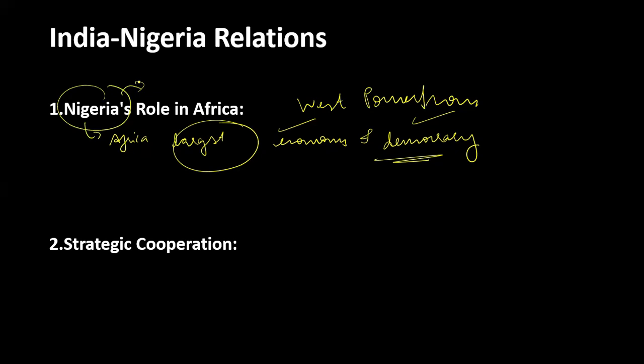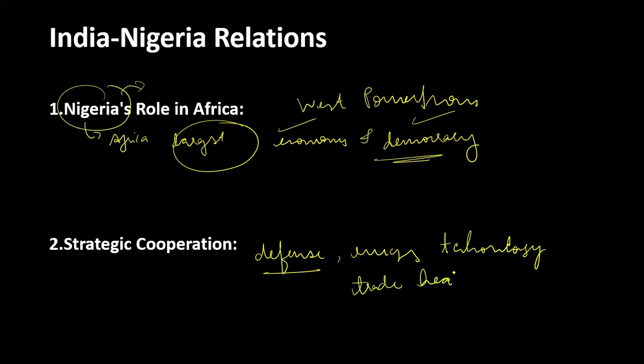Apart from this, we'll also see strategic cooperation. The visit highlighted key areas of cooperation. So where are we trying to have cooperation? This includes defense, energy, and technology. And then we're also having some collaboration in trade, health, and education. So these are some of the areas where we are trying to have strategic collaborations.